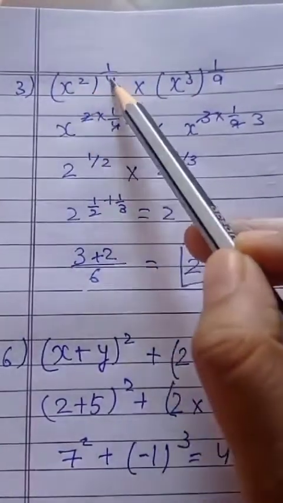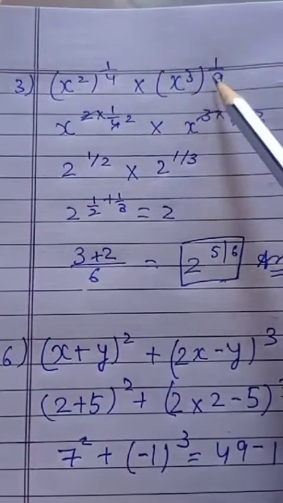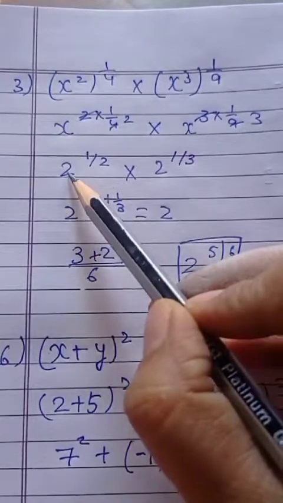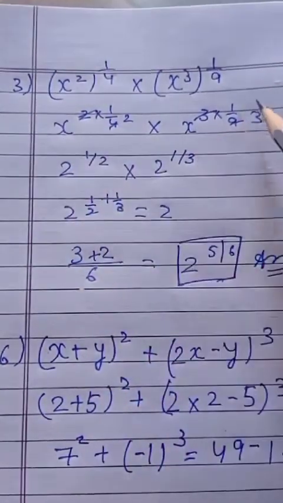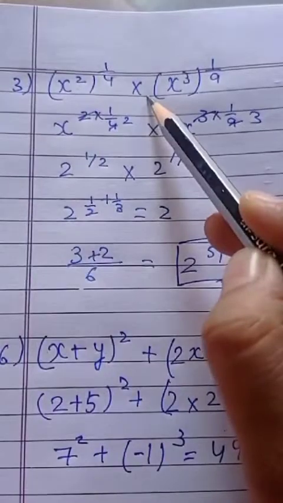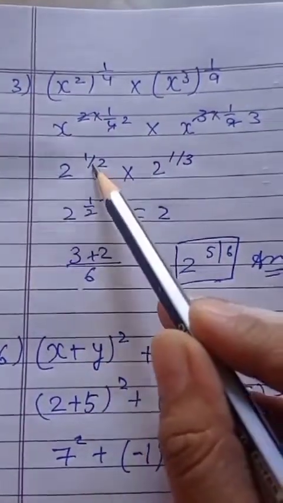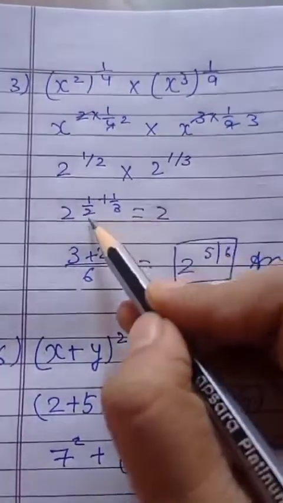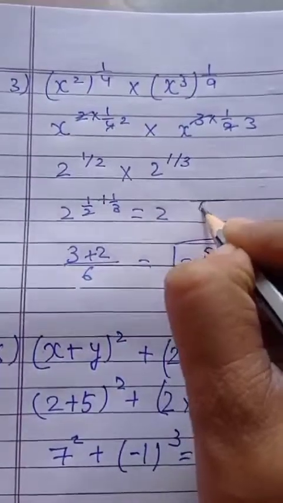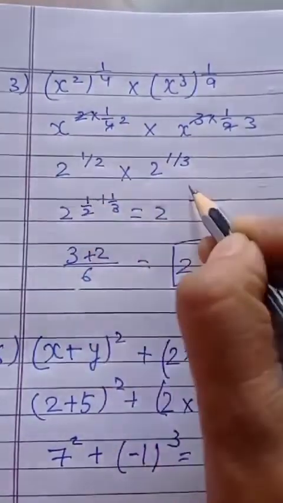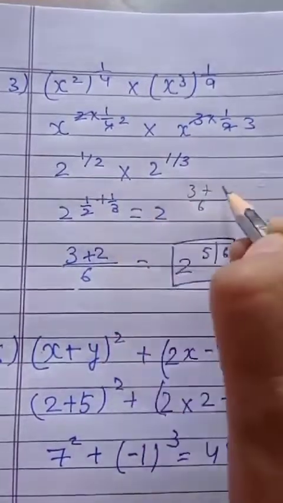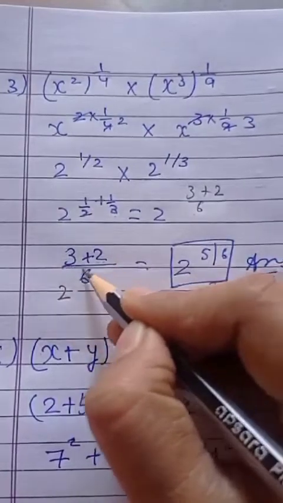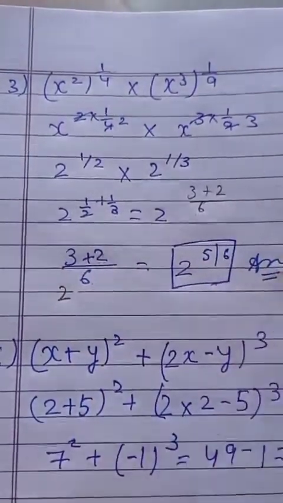Here, power law: multiply, powers will multiply. These two powers will also multiply. 2 and 4 will get cancelled. 3 and 9 will get cancelled. You will get x raised to the power 1 by 2, x raised to power 1 by 3. And the value of x is already given, that is 2. It means it will become 2 power 1 by 2, 2 power 1 by 3. Same bases, powers will add. How will you add this? 2 plus 2, and 3, LCM is what? 6. 6 divided by 3 is 2, 2 ones are 2. So it will become 2 raised to the power 3 plus 2 by 6, meaning 5 by 6 is the answer.